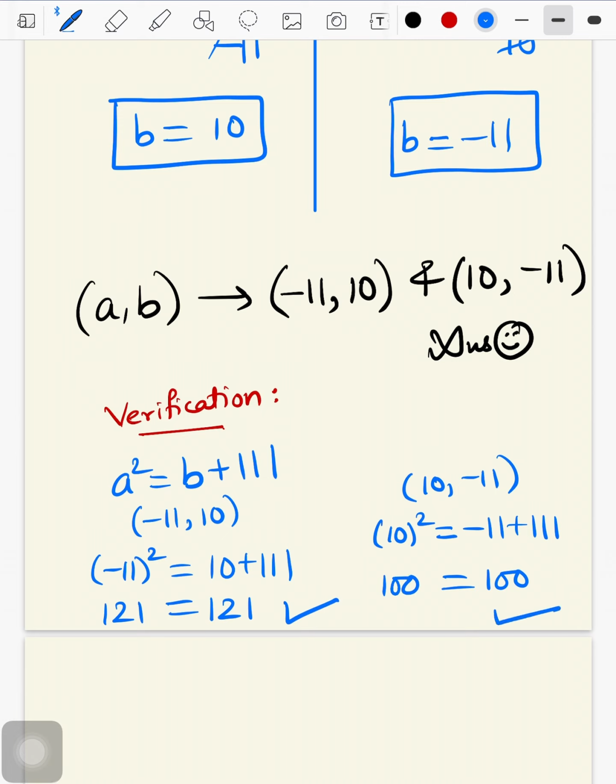So both values are verified, and in this way we have solved this beautiful problem, and I'm sure it is not that tough and you all can do it very easily.